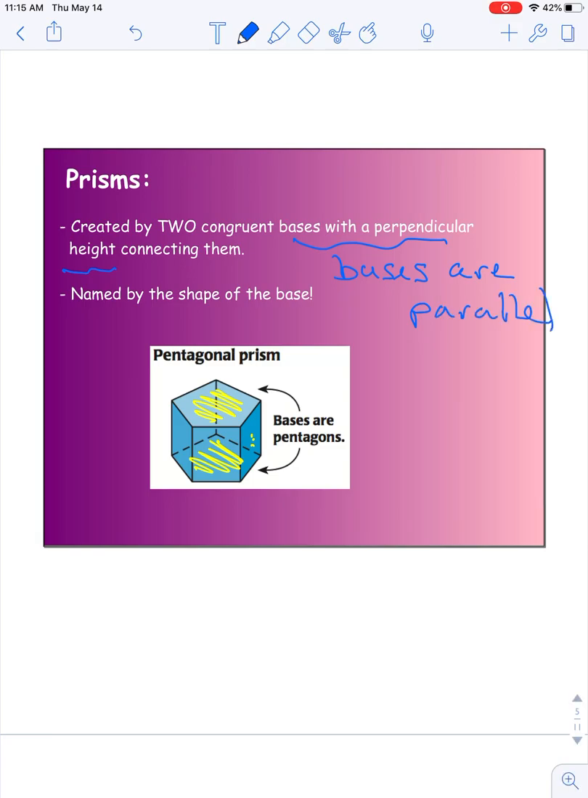So that's what we are looking for. So this would be a perpendicular height right here that's connecting them. So this is called a pentagonal prism because the base is a pentagon. And again, we have these two parallel matching bases that are connected with a perpendicular height.